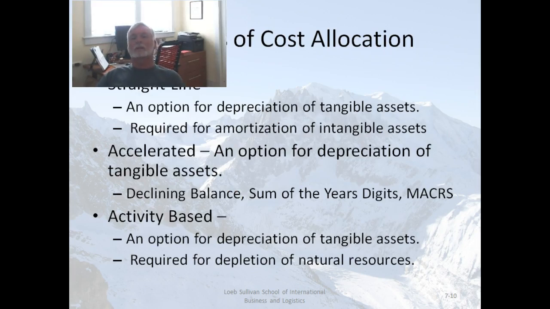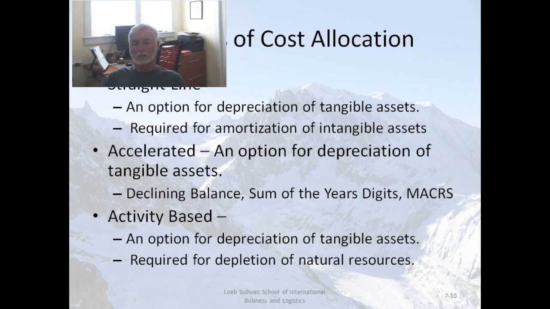GAAP allows 3 different methods of cost allocation for tangible property, and then requires a single method for intangible property, and then a different single method for natural resources. So straight line depreciation is one of the 3 methods that we can use for tangible assets. Straight line is pretty easy to understand. We'll go through it in a second, but it's just taking the cost of the asset, the net cost after salvage value, and dividing it by the number of years we expect it to last, and we charge the same amount of cost to each one of those periods.